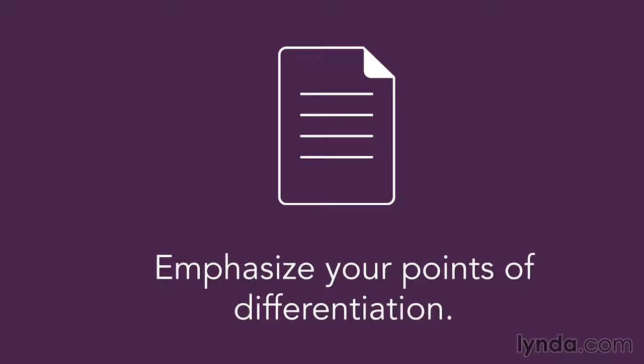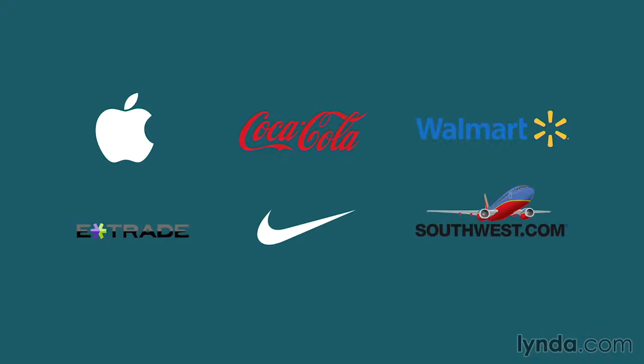Then, how are you going to emphasize your points of differentiation? Are you going to point out the problem you solve and why you're better than anyone else at solving it? Let's look at some examples. I want you to think about what you think about when you hear these brand names. Think about the promises they make. What do you feel they're promising to you? How do you see them as different than their competitors? And what channels do you see them marketing in? Let's look at these companies. Apple, Coca-Cola, Walmart, E-Trade, Nike, Southwest Airlines.